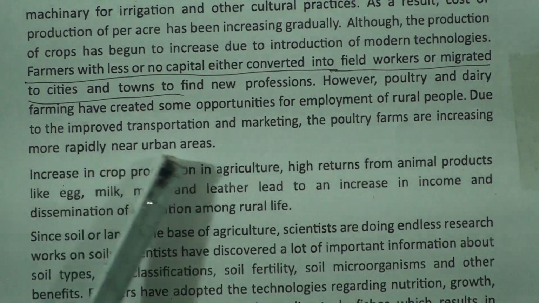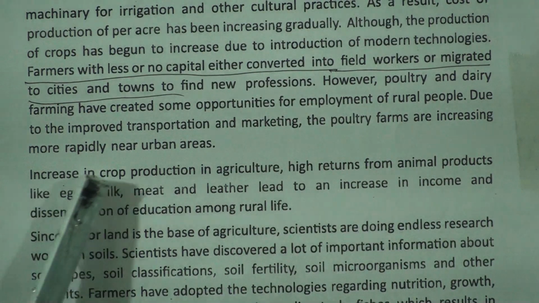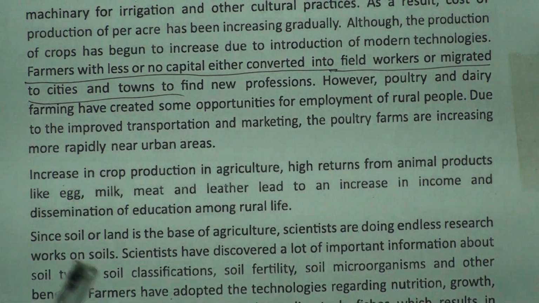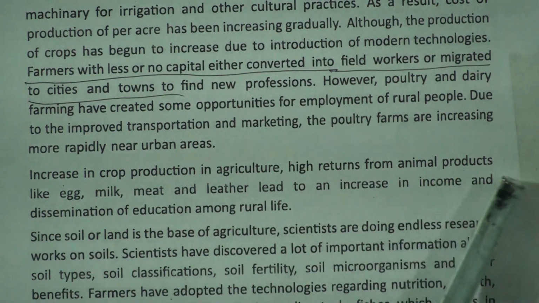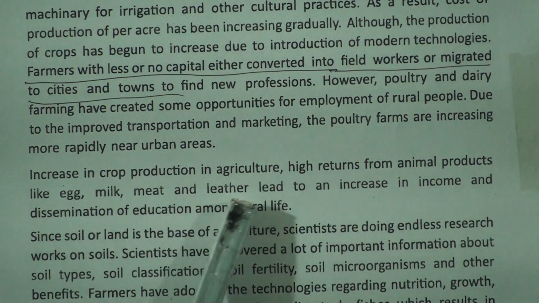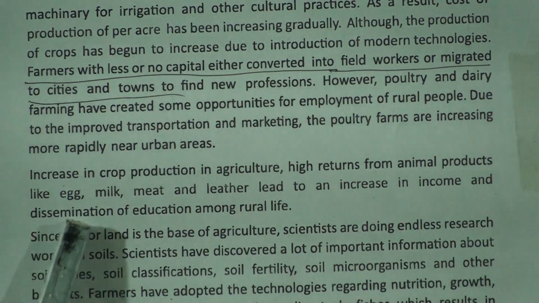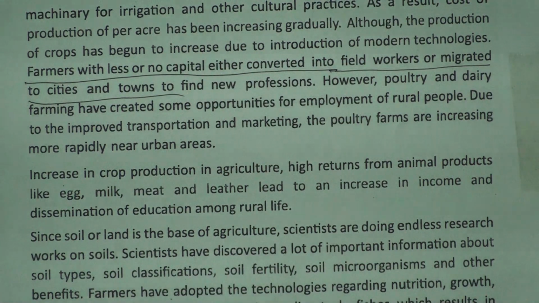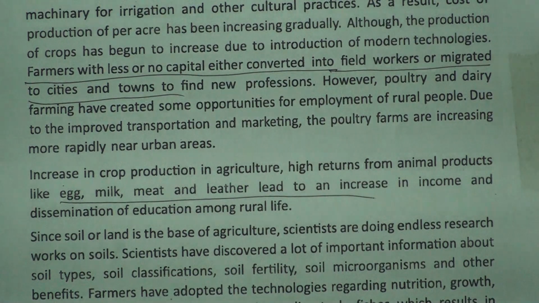Due to improved transportation and marketing, poultry farms are increasing more rapidly near urban areas. Increase in crop production in agriculture, and high returns from animal products like egg, milk, meat and leather lead to an increase in income and dissemination of education among rural life. So egg, milk, meat and leather have a great impact on the economy of the rural area.